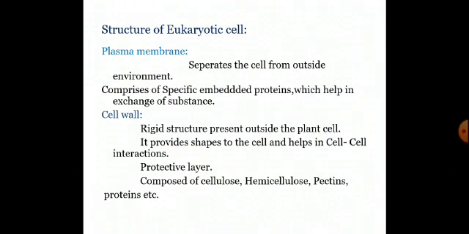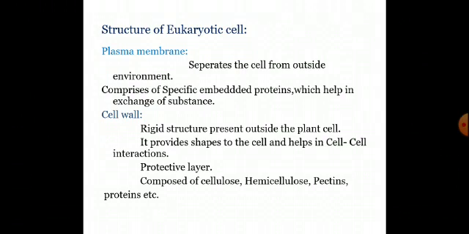Structure of the eukaryotic cell. First of all, let's see the plasma membrane. The plasma membrane separates the cell from the outside environment. It consists of specific embedded proteins which help in the exchange of substances. The plasma membrane gives support and allows or prevents the entry and exit of substances inside and outside of the cell.